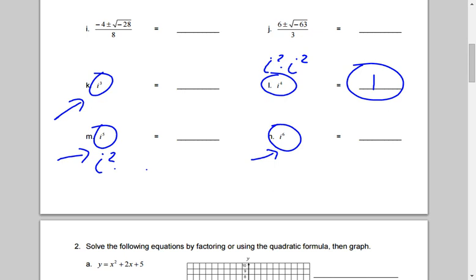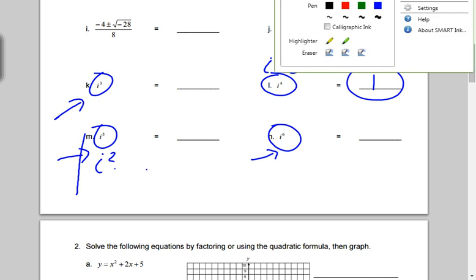Okay, good. On to number 2. Problem 2. Clear my ink.